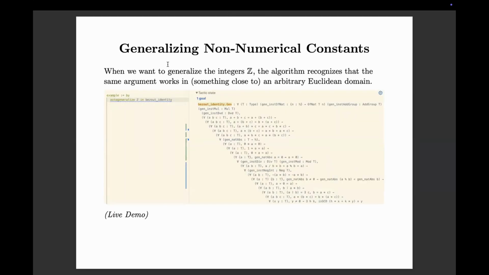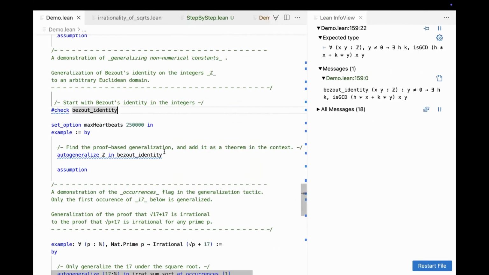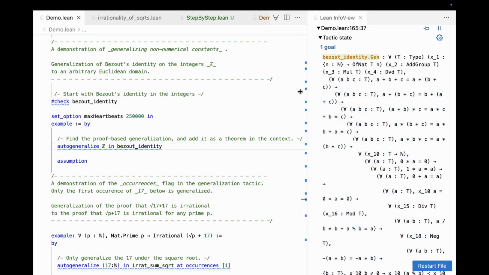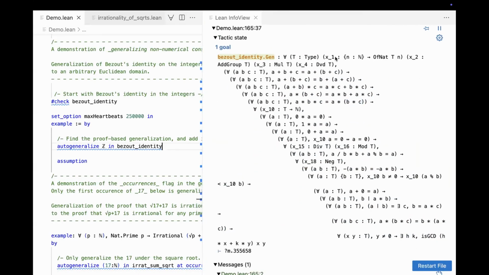We can generalize the integers Z, and because of the way our proof works, you wouldn't expect that particular proof to generalize to an arbitrary Euclidean domain, but it does generalize. Our algorithm finds that the same argument works in something close to an arbitrary Euclidean domain, using all of the facts that we used in the proof. So here you can see this at work, and I won't go into all of these hypotheses that were extracted out, but you can see they make sense.